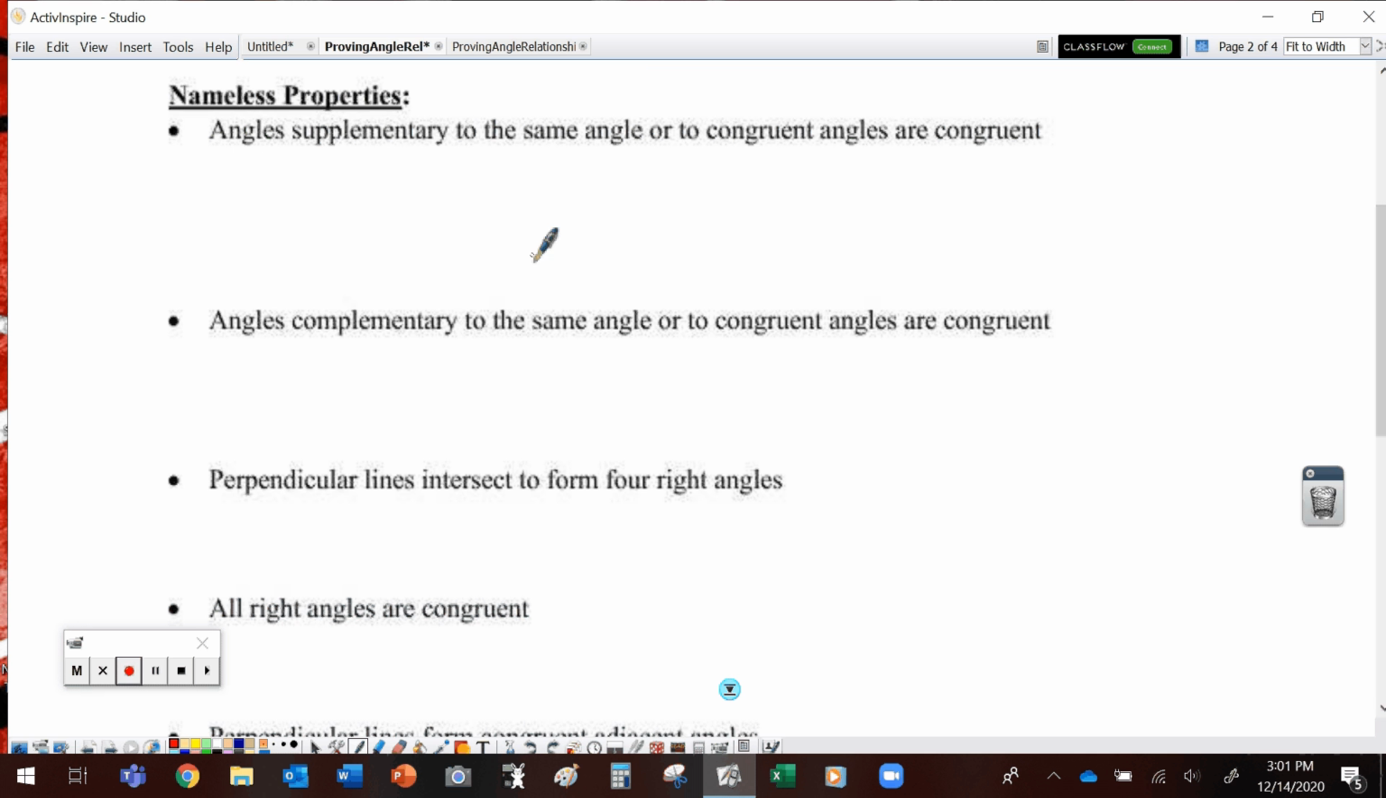However, before we can use any of these properties in any of our proofs, we have to prove that they have to be true. So here I have angles supplementary to the same angle or to congruent angles are going to be congruent. Angles complementary to the same angle or congruent angles are congruent. So these are very similar properties. Let's see what we can do about proving.